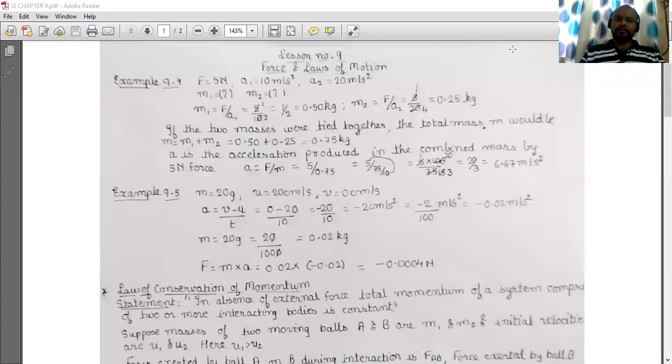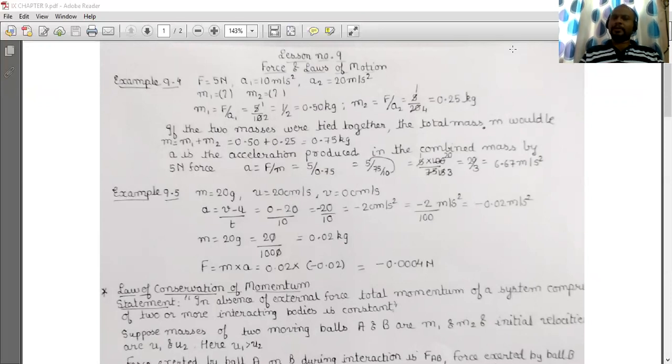Good morning, students. In the earlier two videos of lesson number 9, force and laws of motion, we had discussed the definition of force, the effects of external force on the body, balanced and unbalanced force, Galileo's experiments on slopes, Newton's first law of motion, practical examples of Newton's first law of motion, momentum, inertia and mass, Newton's second law of motion. We had solved three numericals.